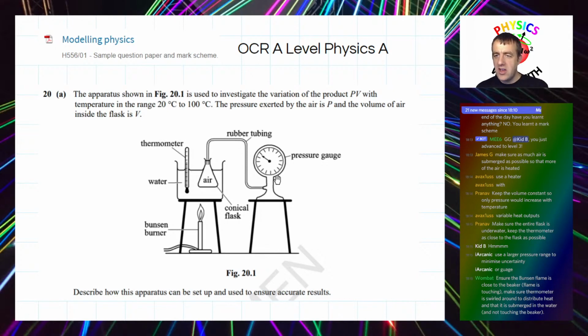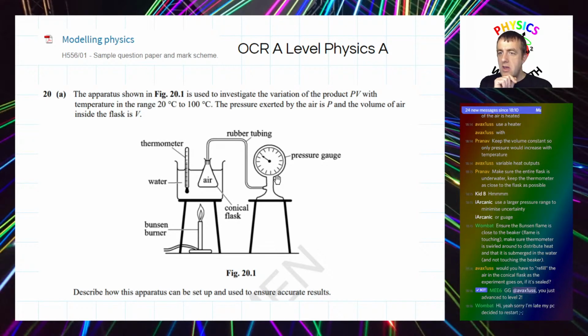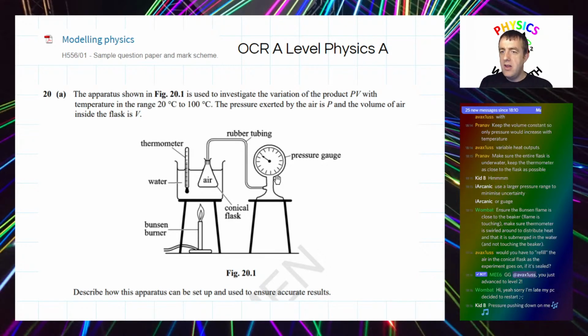Hello, Wombat. It's good to see you. So ensure the Bunsen flame is close to the beaker. You see, now that first point, Wombat, I would say doesn't really matter because all we care about is pressure, volume, the product of pressure, volume, and temperature. So we don't care about how it's heated, how quickly it's heated. But what we do care about is your second point there. You've said make sure the thermometer... It happens, don't worry about it, Wombat. You said the second thing, you said make sure the thermometer is swirled around. We wouldn't use a thermometer for that, would we?